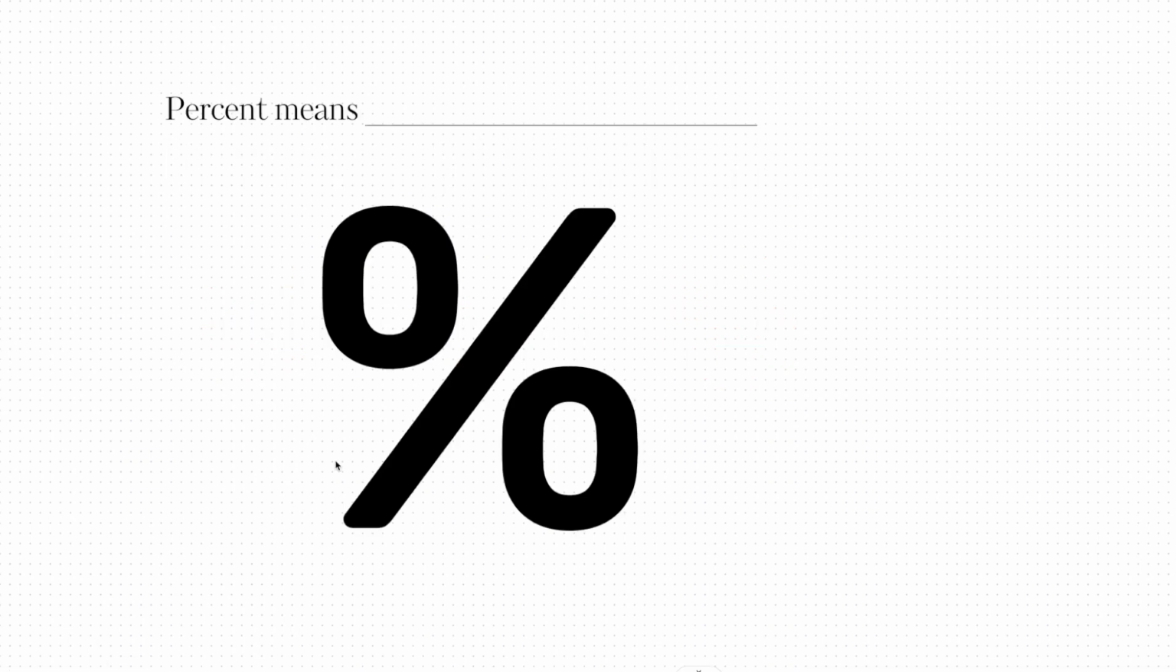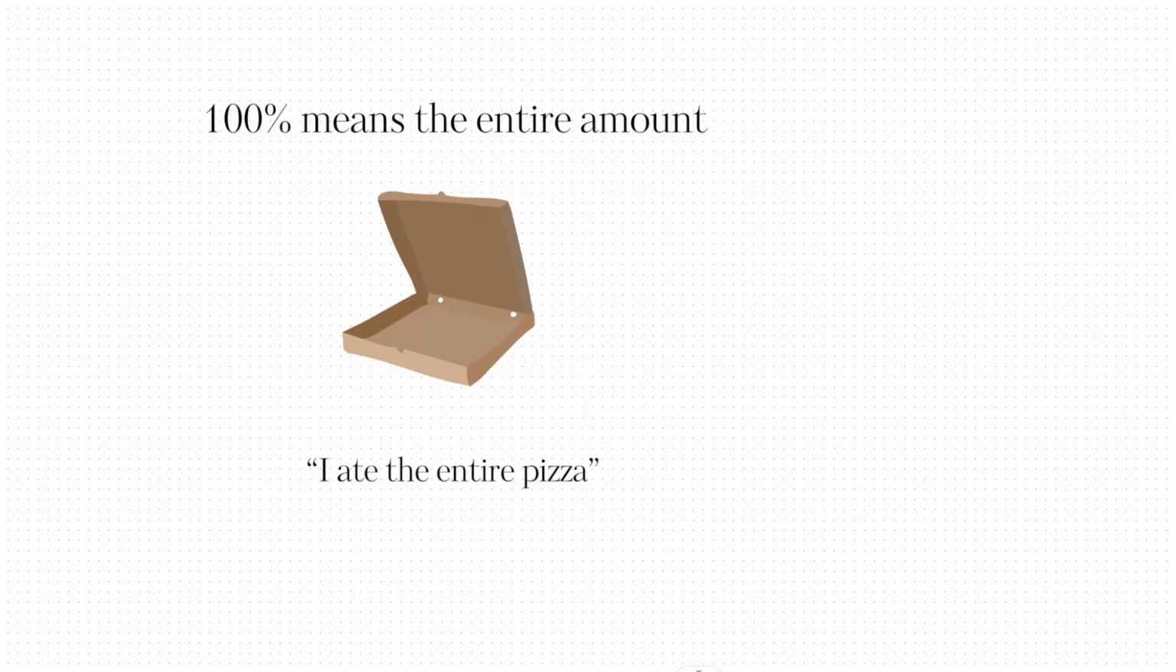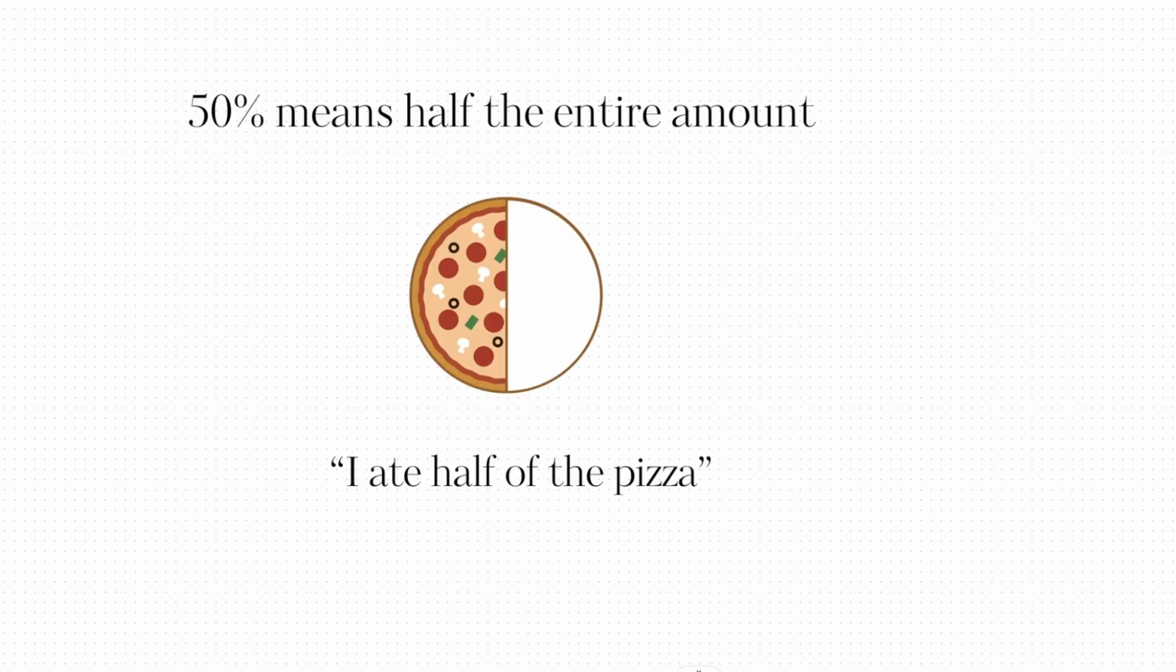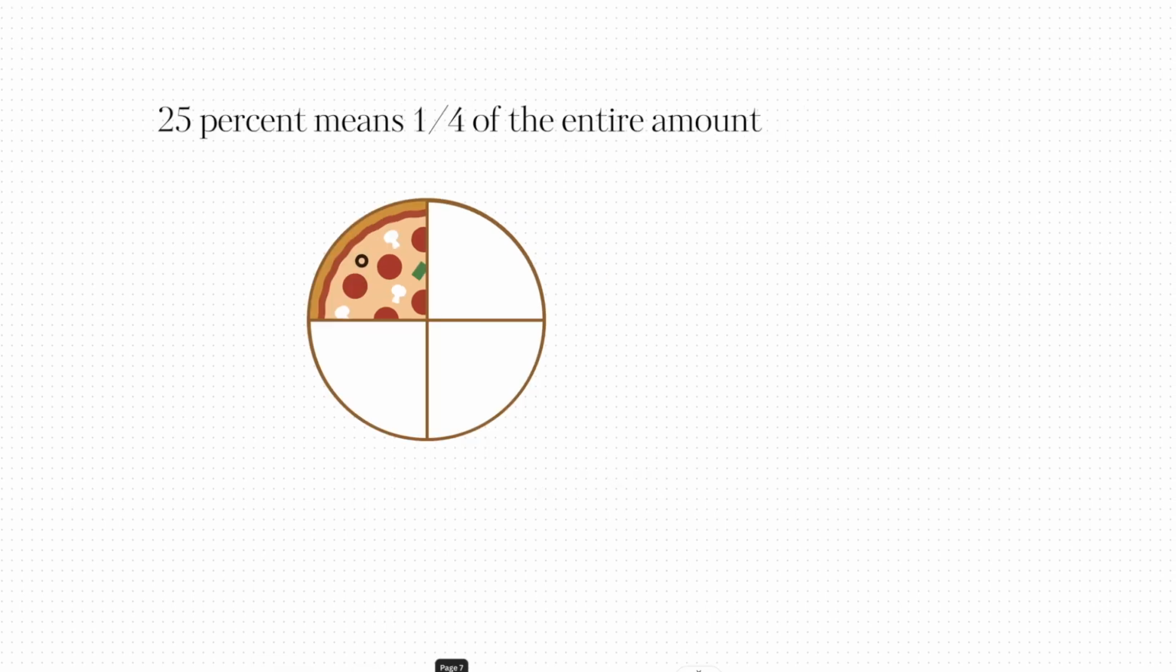Anytime you see a percent sign, what that really means is per 100. In fact, notice the percent sign has a 1 and 2 zeros, and look at the number 100: there's a 1 and 2 zeros. And what you probably know by now is 100% means the entire amount. So if you had a whole pizza, that's 100% of the pizza. 50% is half the entire amount. 25% is 1/4 the entire amount, and so on.